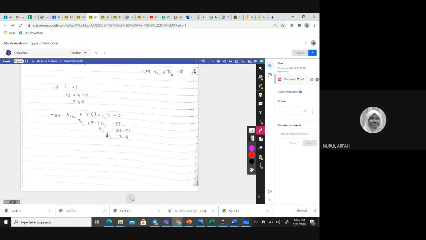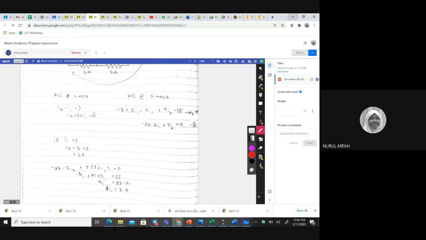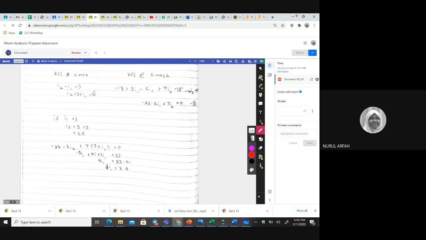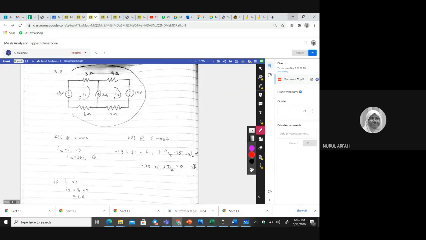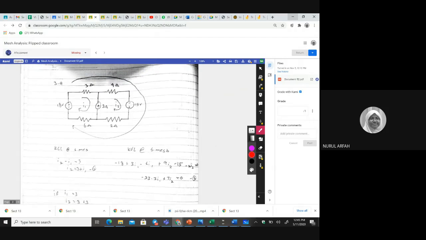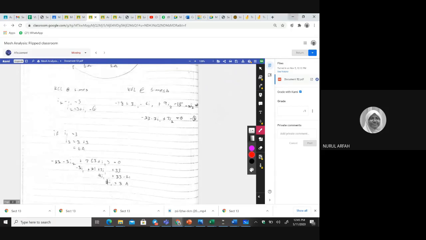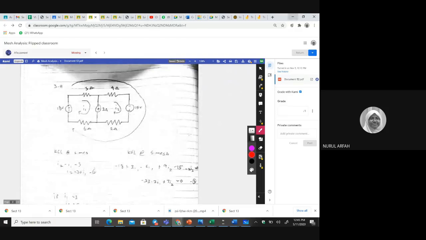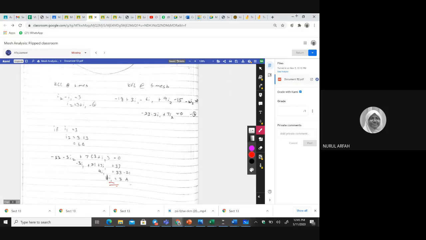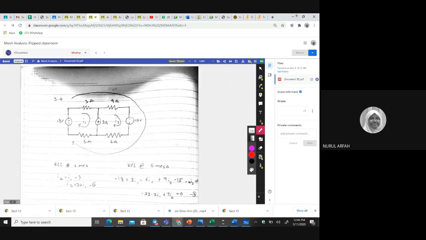Tengok jawapan Afiq tadi. I want maybe this one ni. Ada salah kira kot Afiq. Yes, madam. I think that's a wrong calculation sebab I1 supposed to be 0 and I2 is supposed to be 3M. So over here I2 minus I1 ni betul. This one minus 18, 3I1, 9 I2.